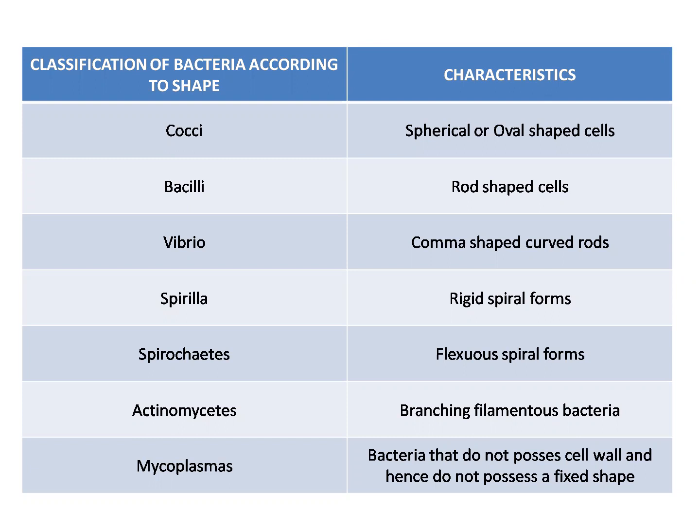So these are Cocci, Bacilli, Vibrio, Spirilla, Spirochete, Actinomycetes, and Mycoplasma. The individual characteristics of these: whenever we refer to cocci, we mean spherical and oval shaped bacterial cells. The bacilli indicate rod shaped cells. Vibrio are comma shaped curved rods, and Vibrio will be dealt with separately. Spirilla means rigid spiral forms of bacteria. Spirochetes are flexuous spiral forms. It's just like a coil.